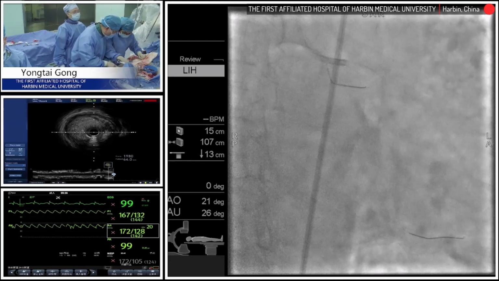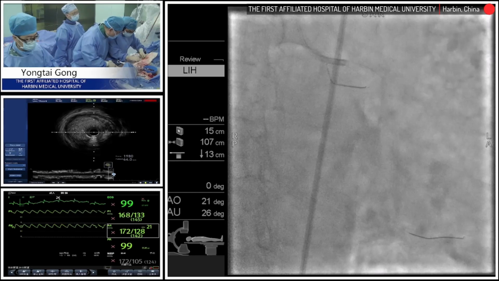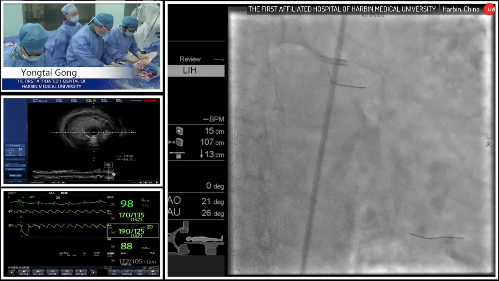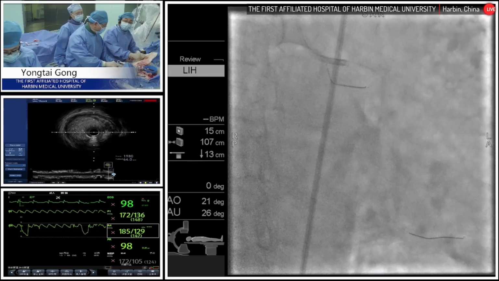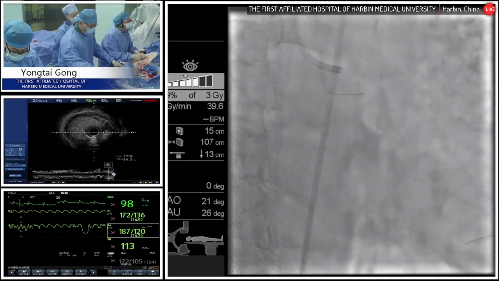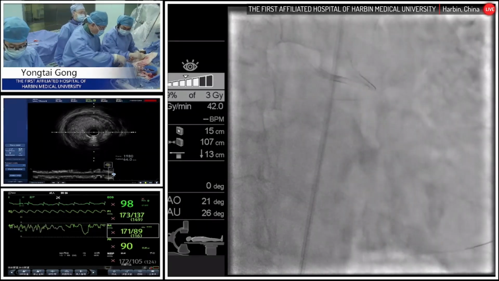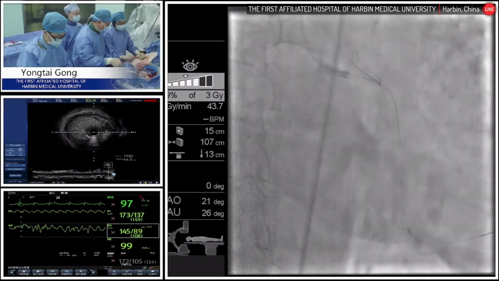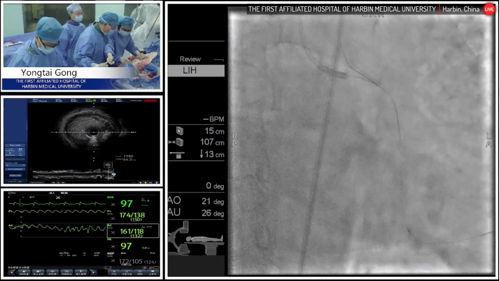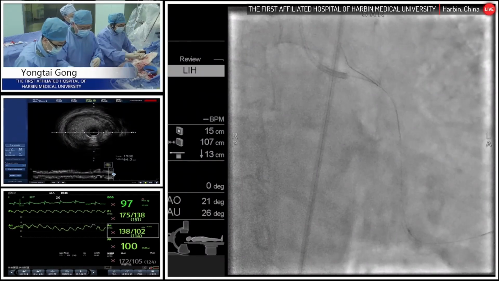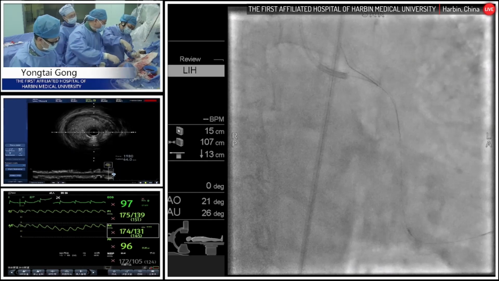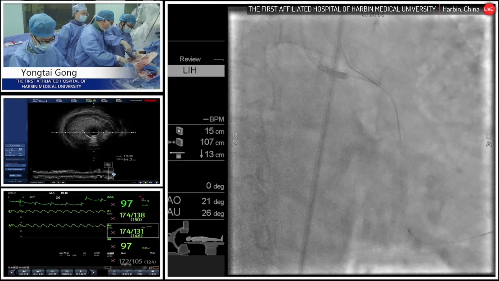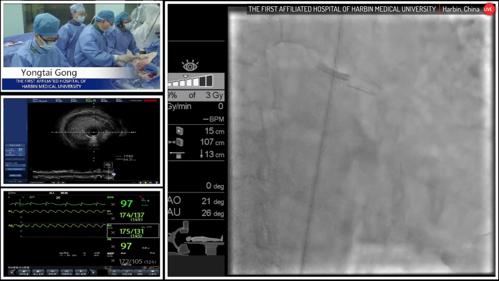Earlier this morning, we recognized the circumflex, and we also noticed a relatively big OM branch. This OM branch has a severe stenosis at the ostium and the proximal part. So we made a PTCA and tried to recover the flow of the OM branch. Now we are using a microcatheter to give some highly selective vasodilator to the tip of the circumflex.